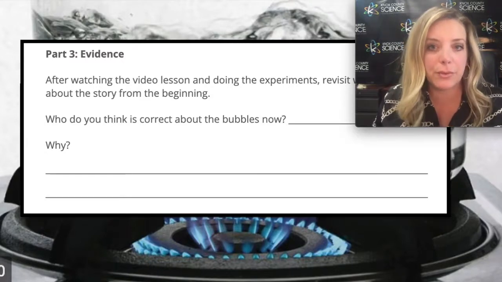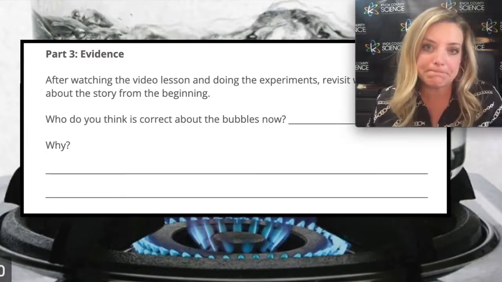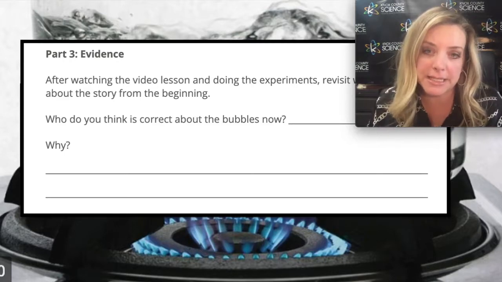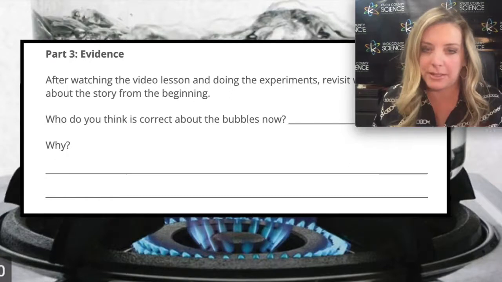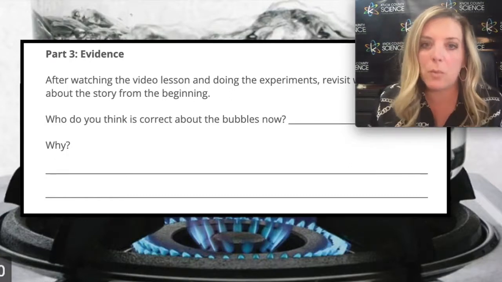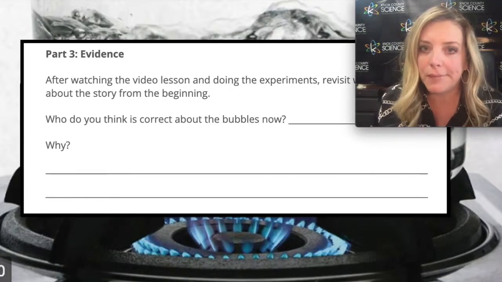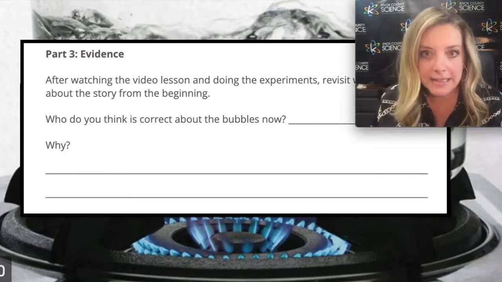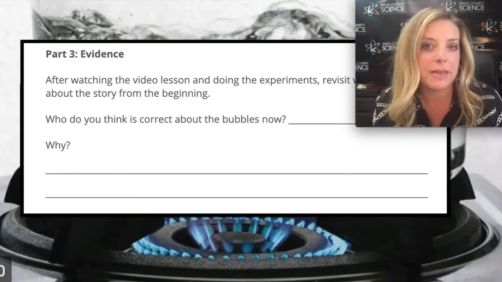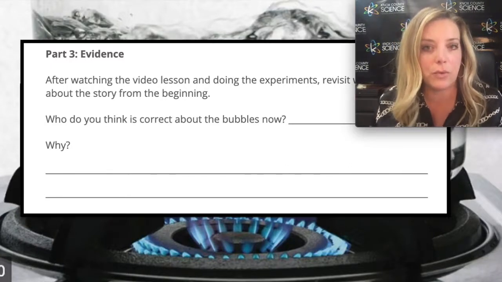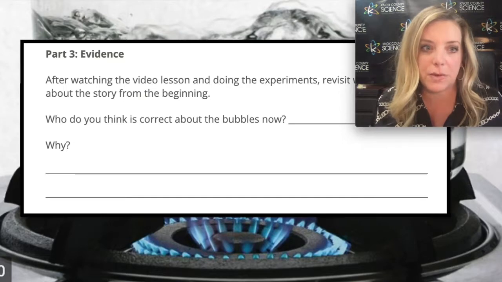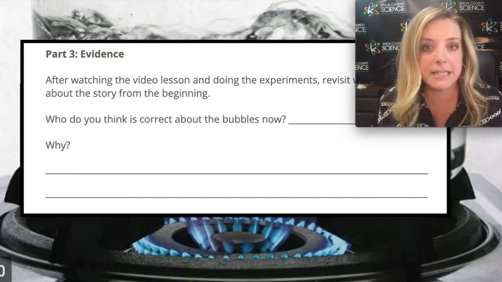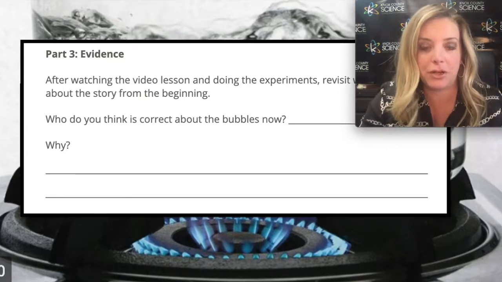I want you to think through those answers, and we're going to look at them in just a second. Think about who's correct now. Did your thinking change? Do you think somebody else could be right? And why did you change your thinking? Maybe there was something I said today or that we did today made you think the way you're thinking. So I want you to write the name down, and then in the why portion, please go ahead and write a sentence saying why you've changed your thinking.